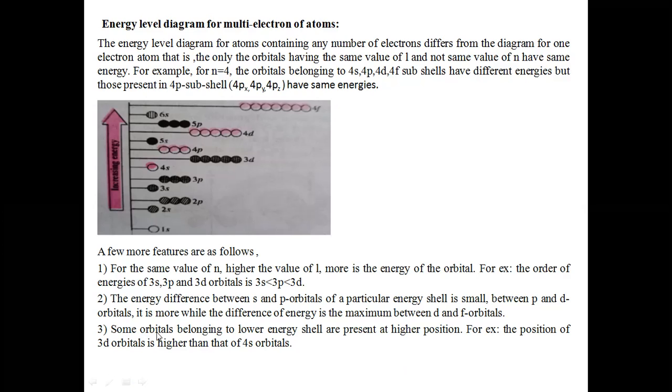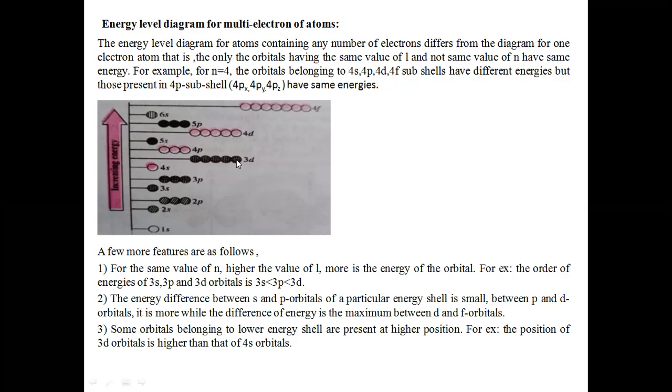The third point is that some orbitals belonging to the lower energy shell are present at a higher position. For example, the position of the 3d orbital is higher than the 4s orbital. See the energy level diagram. Taking the example of the 3d orbital, its position is higher when compared to the 4s orbital.